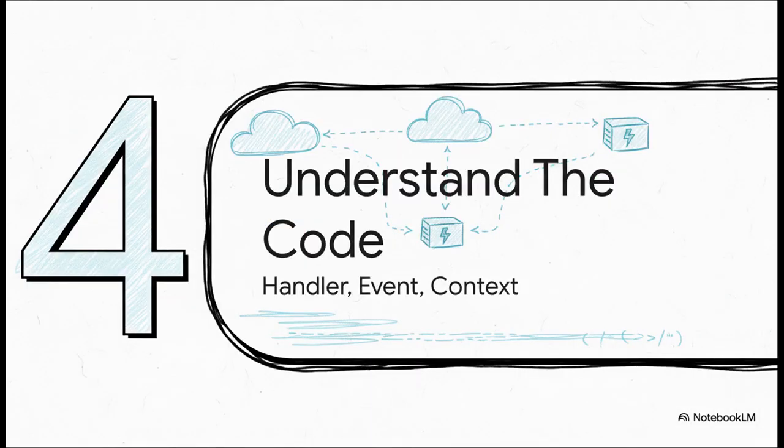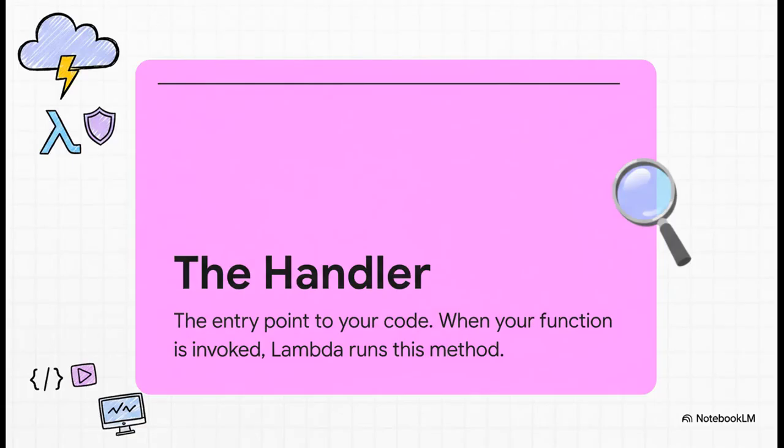Okay, so our function exists, but what's the code inside actually doing? Let's pop the hood and take a look at the three main controls for any Lambda function: the handler, the event, and the context. First up, we've got the handler. You can think of this as the main doorway into your code. When Lambda gets triggered, it looks for this one specific function. In our Python code, it's called lambda_handler, and that's where everything starts.